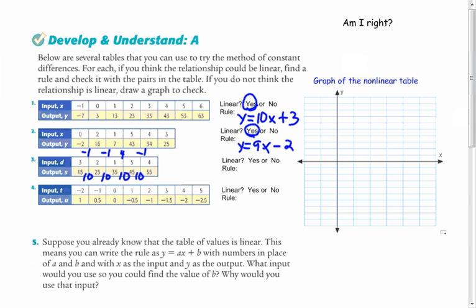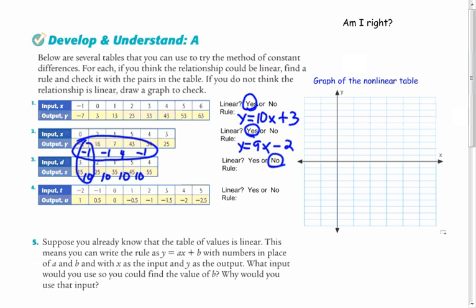Now, on this one, it might appear that the numbers are going up by different amounts here. So you might say right away that you think this is not a linear relationship. So let's check a little more closely. Let's check out our ratio of rise to run here.